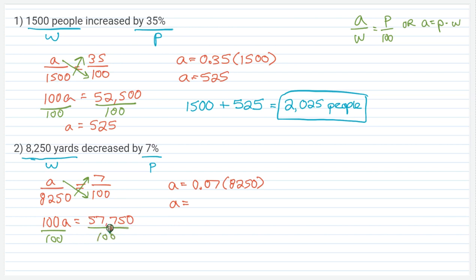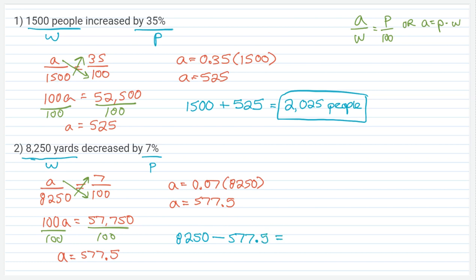And then we end up with an answer of 577 and 5/10, or 577 and a half. Again, if I did my equation, you would end up with the same exact answer, but you only have to do one step instead of cross products and divide. But either method gets you the same amount that it's changing by. Now, in this problem, it is being decreased. So our starting value of 8,250 is being decreased, so we're going to subtract the amount that it changed by, 577 and a half, and that's going to be my final answer.